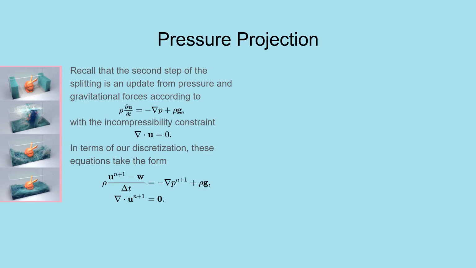The second part of the Chorin splitting is the pressure projection. In this step, we use the Euler momentum equation along with the incompressibility constraint del.u equals 0 to apply forces to our intermediate field W, which we obtained from BSLQB/PolyPIC advection. Applying time discretization to the left-hand side, we rewrite the equations in the form shown at the bottom.